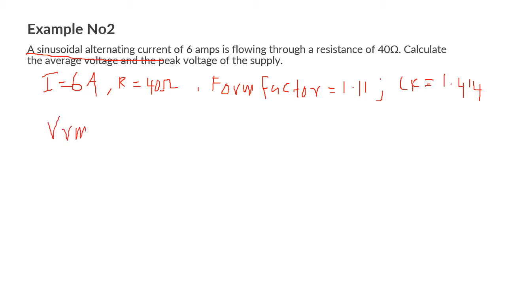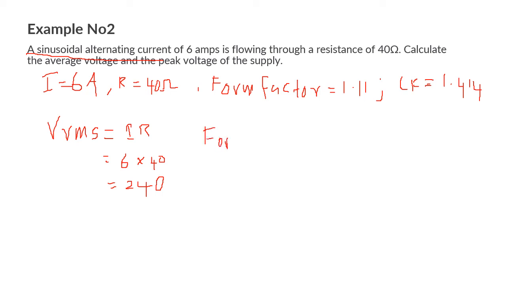VRMS will be equal to I into R. So now we can substitute for the I 6 ampere, R 40 ohm. So altogether that will be 240 voltage. So this is the RMS value. So our question is, we have to find the average voltage. So to find the average voltage, we can take another relationship for the form factor.